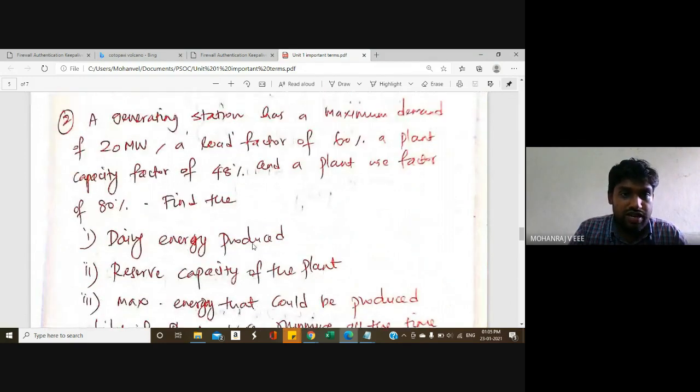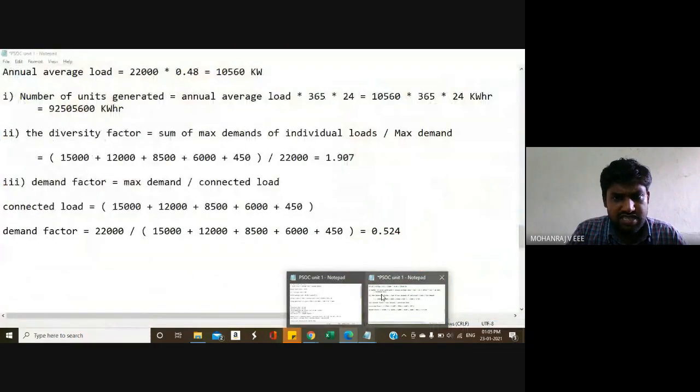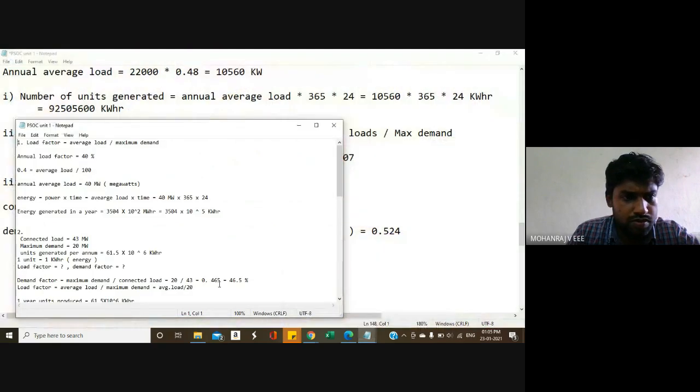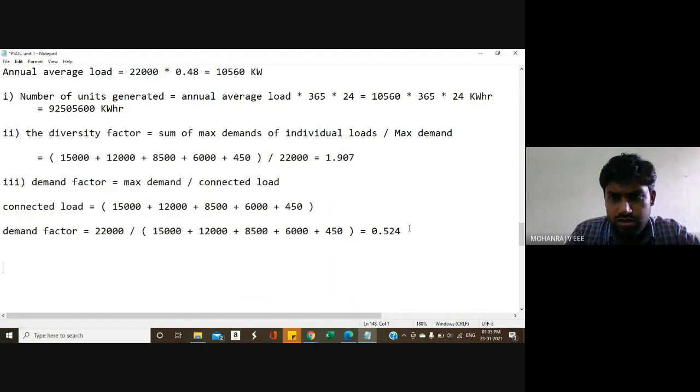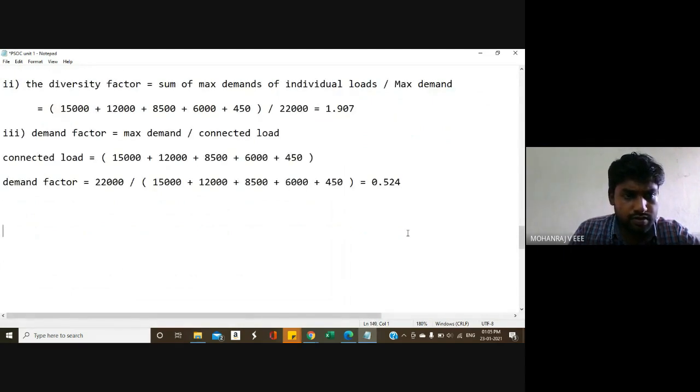Fine. First, let us write the given data. So, given data. What is the problem number? Problem number is 5. For the day it is 2, but for the course it is 5. So, what is the given data?